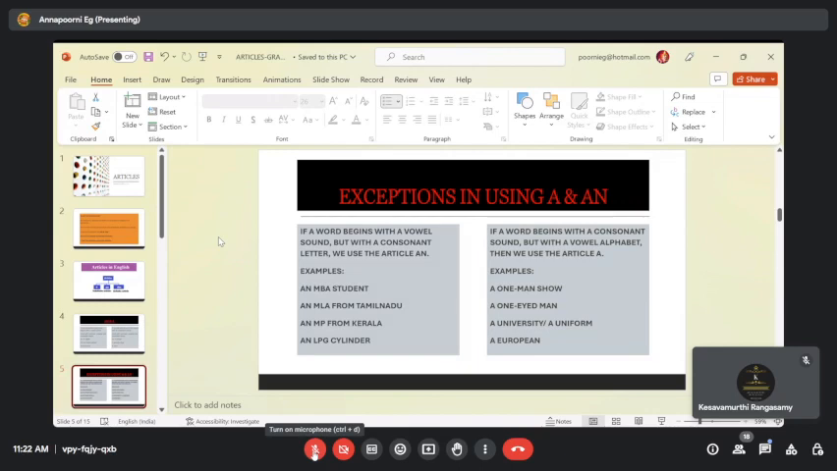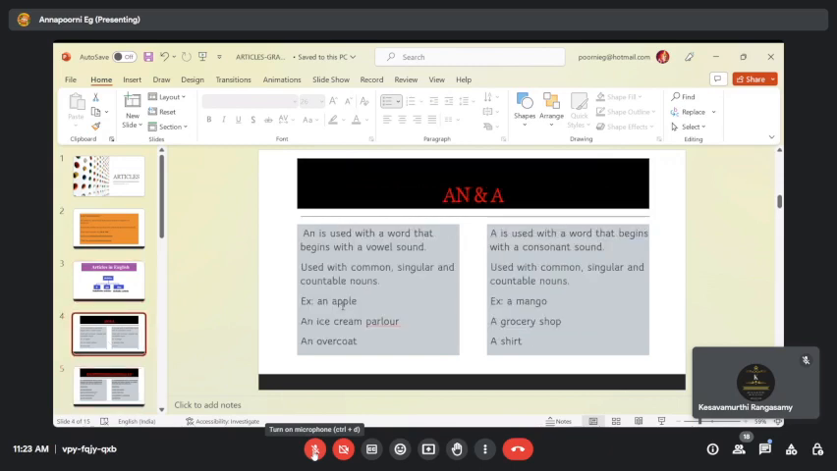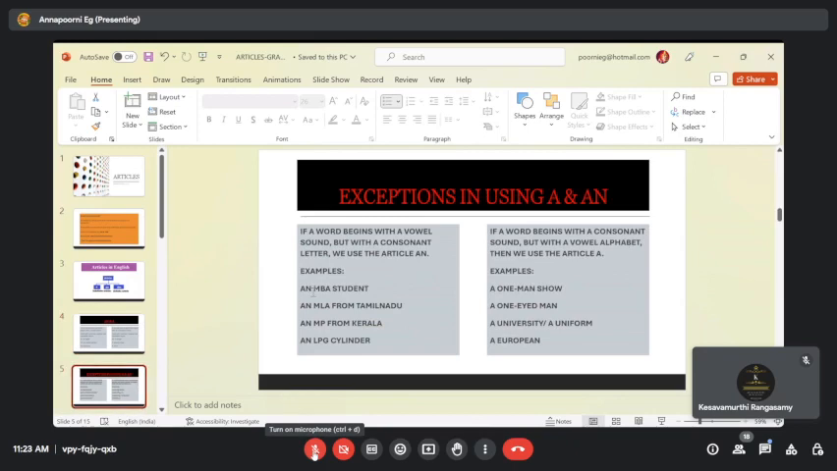So here you can see there is one exception while using the articles a and an. First I'm talking about an. In the first example, all three words, apple, ice cream, overcoat, were beginning with vowels. A is a vowel, I is a vowel, O is also a vowel. But here M is a consonant, and L is also a consonant. But still, why are we using an MBA, an MLA, an MP, and an LPG?